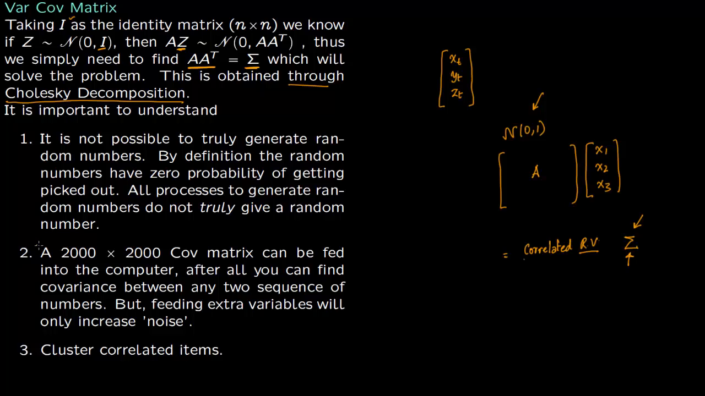So that is it. There are just 3 more points which I want to make. First is, it is not possible to truly generate random numbers. By definition, random numbers are not possible to generate. They are so random that you cannot generate them. Any particular random number has 0 probability of getting picked. So all processes which we make or code in a computer to generate random numbers do not truly give a random number, and you have to keep this in mind. There are a large number of techniques to generate random numbers, but none of them are correct.